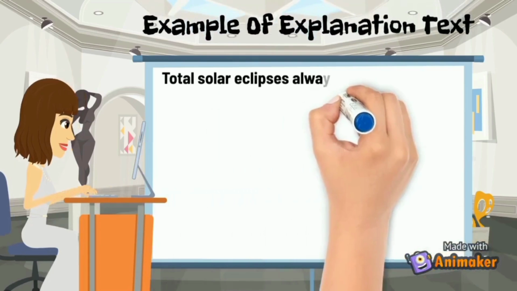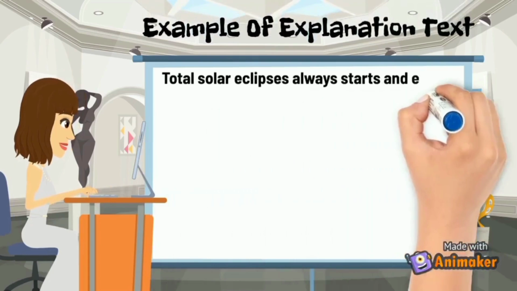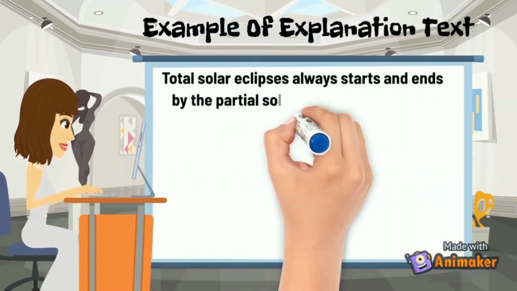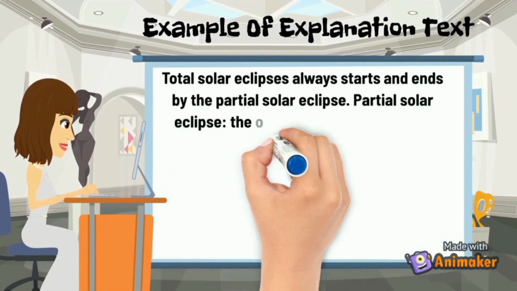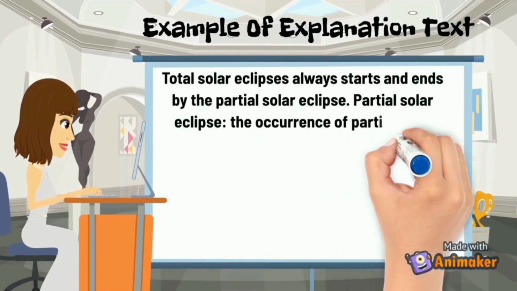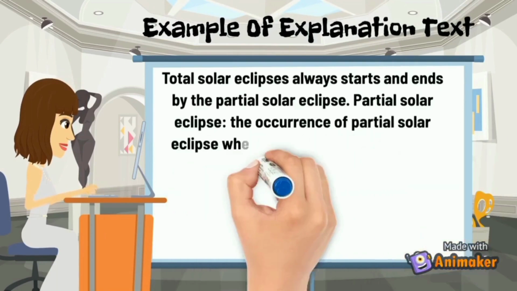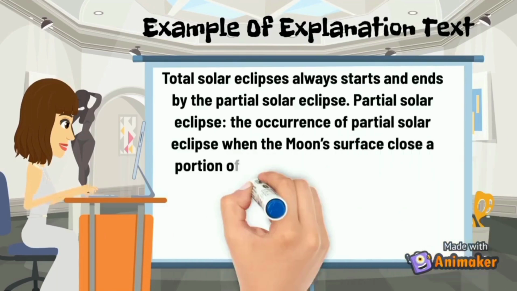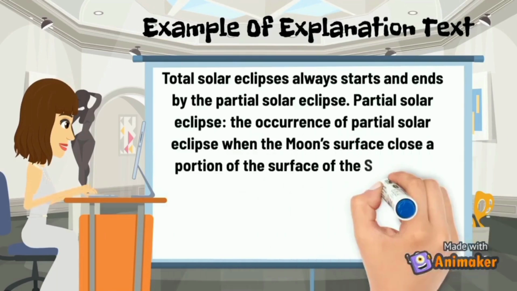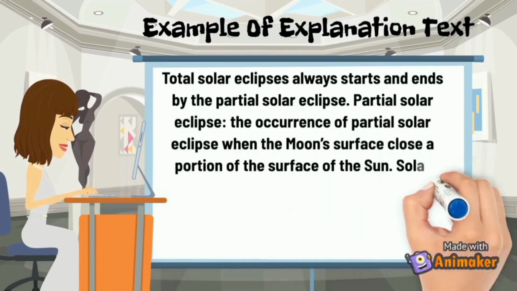Total solar eclipses always start and end with a partial solar eclipse. Partial solar eclipse. A partial solar eclipse occurs when the moon's surface covers a portion of the surface of the sun.